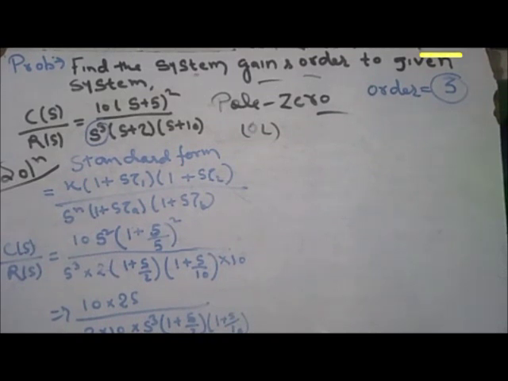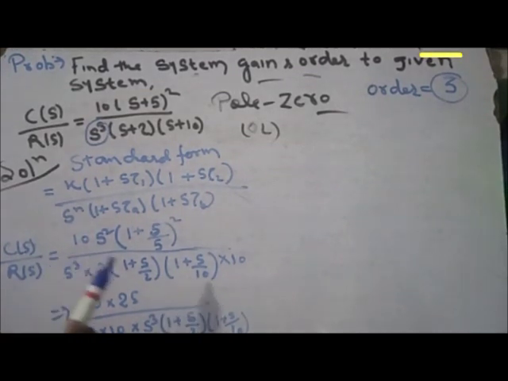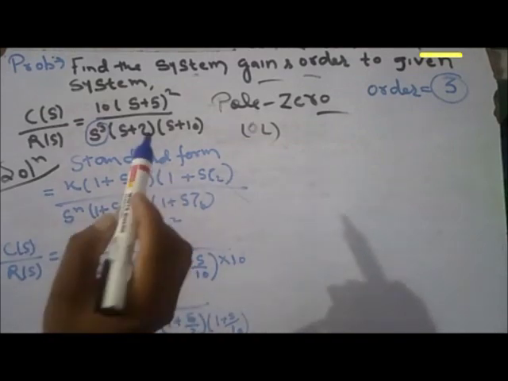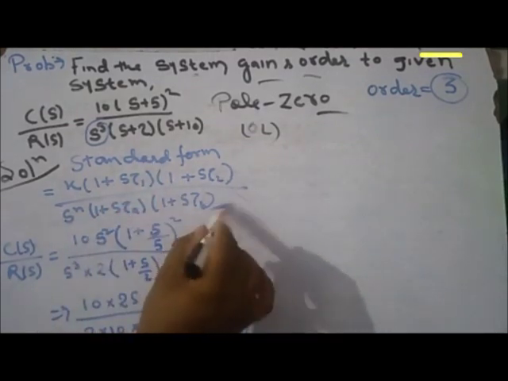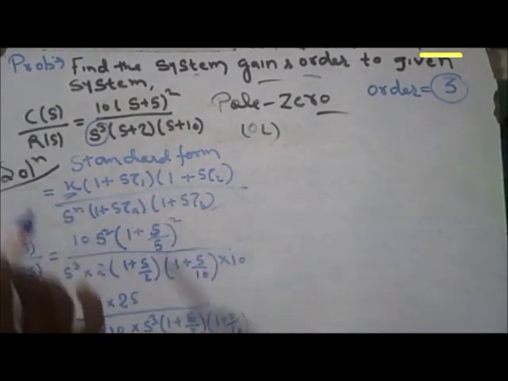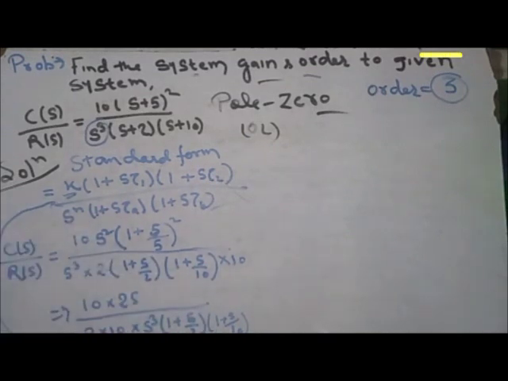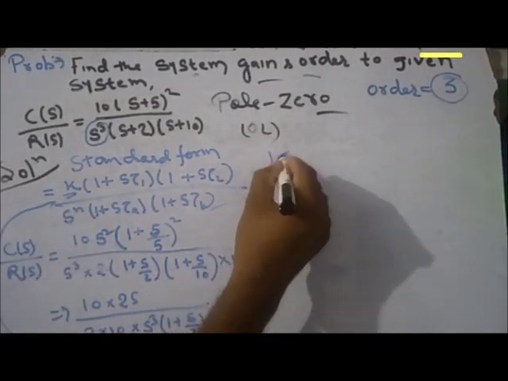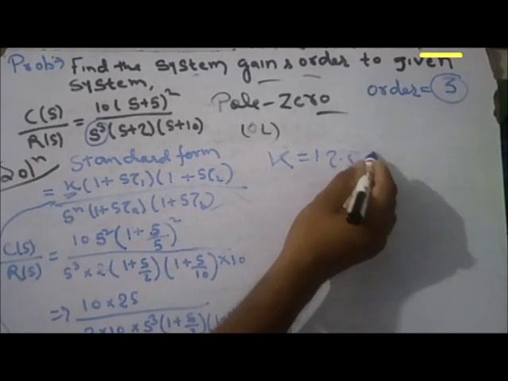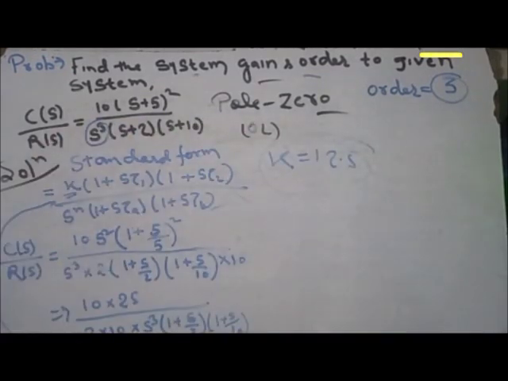Type is 3. Why? Because type is the number of poles at the origin. So the number of poles at the origin is n, that is 3. So type is 3. And order is the total number of open loop poles. Total number of open loop poles is how much? s cubed, into this s, into this s, so it will be s to the power 5. So this is basically the order of this question.